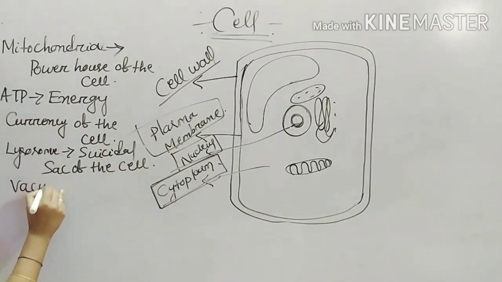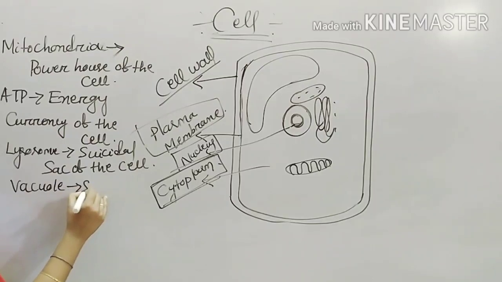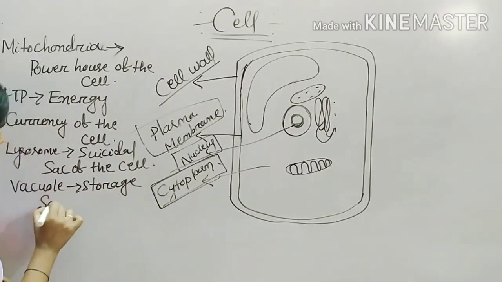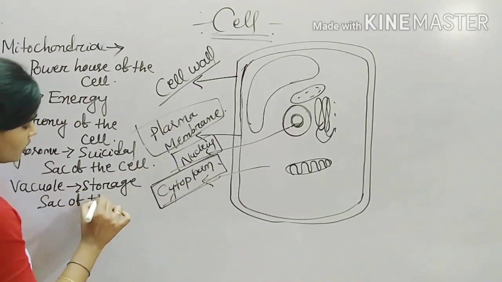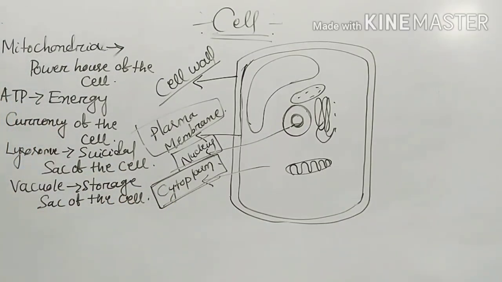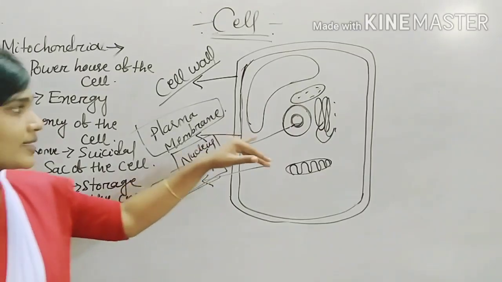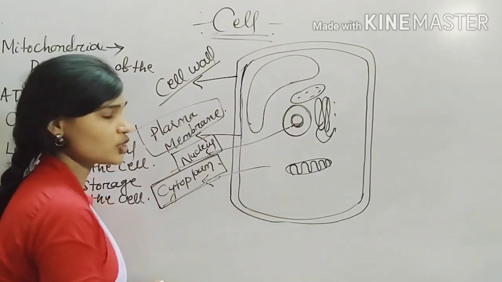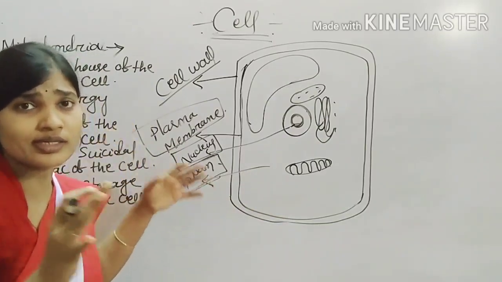Vacuole, storage sac of the cell. So, what do you know? We know that cytoplasm is a jelly-like substance, and in the cytoplasm various types of organelles are present.